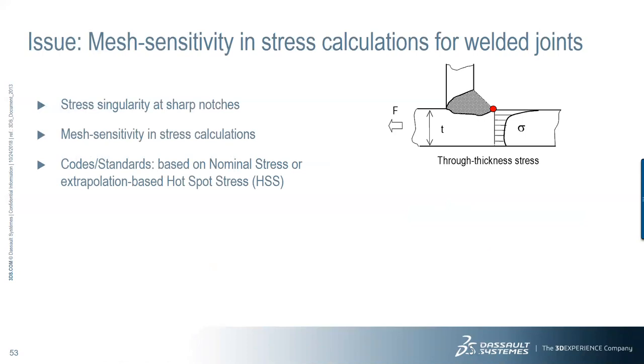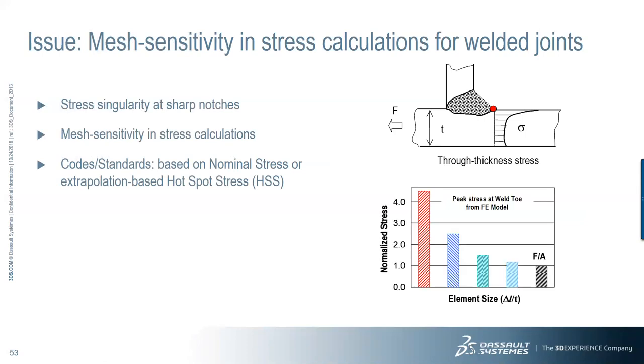The other primary issue is that you have mesh sensitivity in areas of stress singularity, which leads to your stress value being very mesh dependent. This plot at the bottom shows that as we refine the mesh more and more, in areas of stress singularity your stress keeps going up. So there's a strong sensitivity to the mesh in areas with sharp notches, which do come into the picture when you have welds.